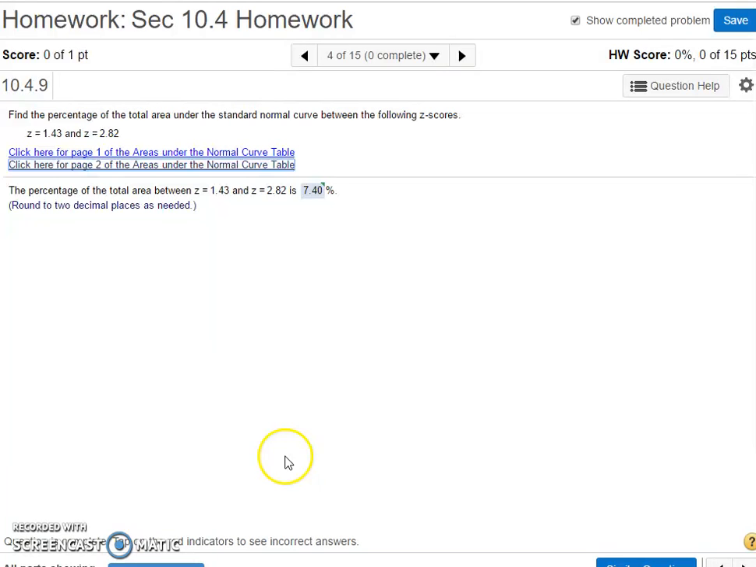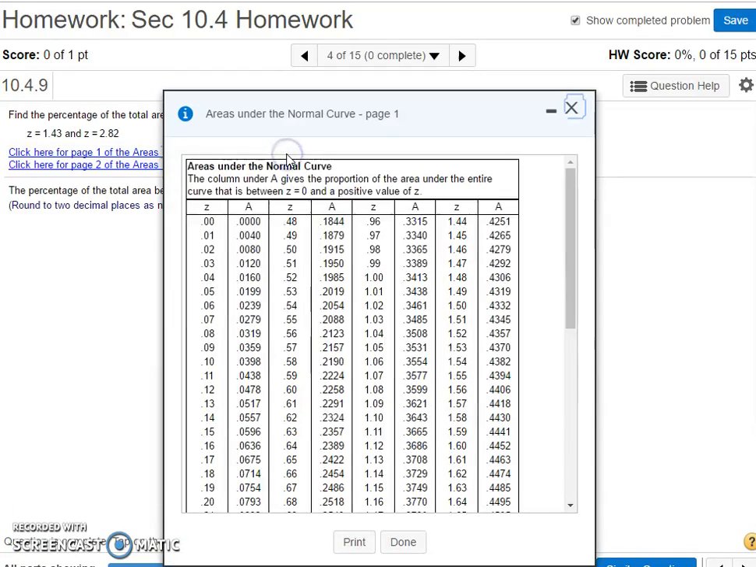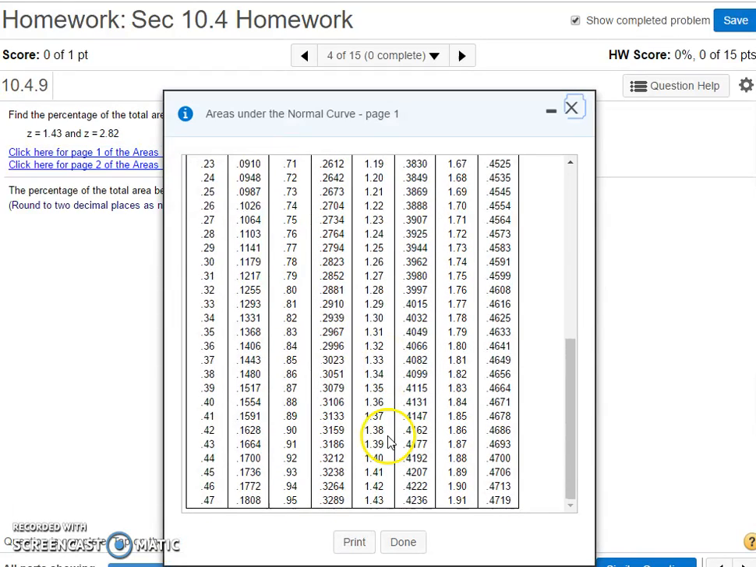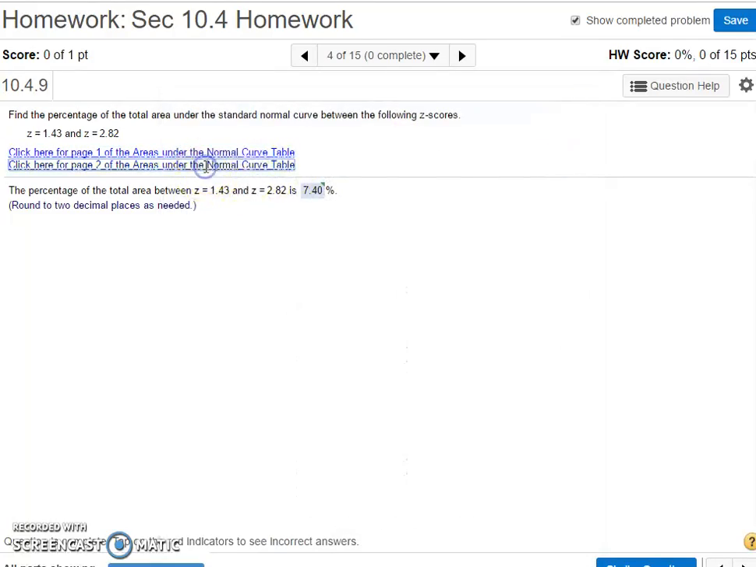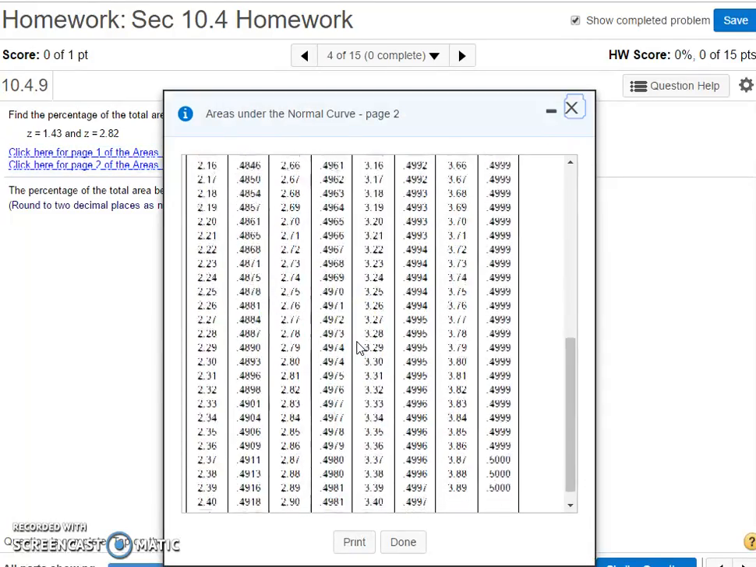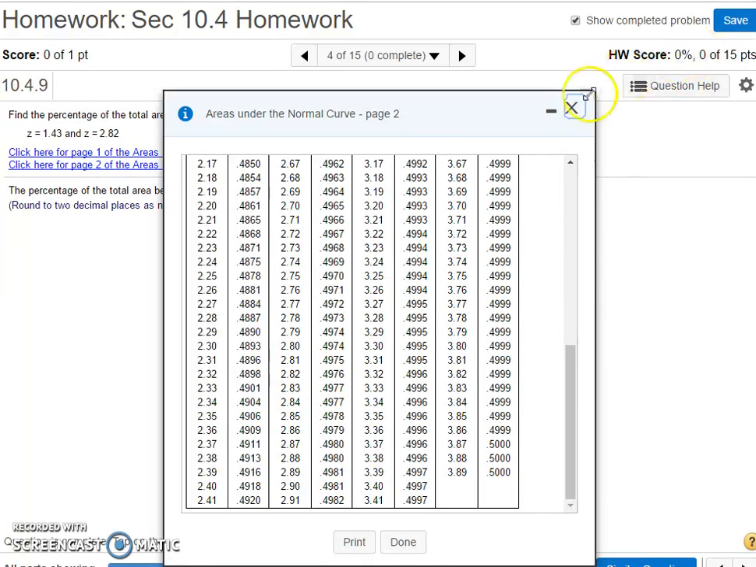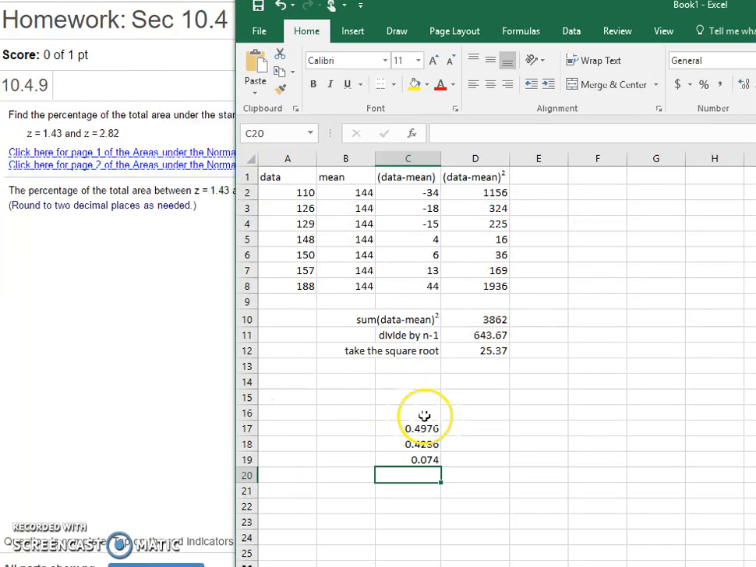So for this one, what's going to happen is you can look up between the mean and 1.43. You can also look up between the mean and 2.82. So what we have to do here is we're going to have to look up both z equals 1.43 and 2.82. So if I do that, 1.43 is going to get me 0.4236. And if I look up 2.82, that's going to get me 0.4976.